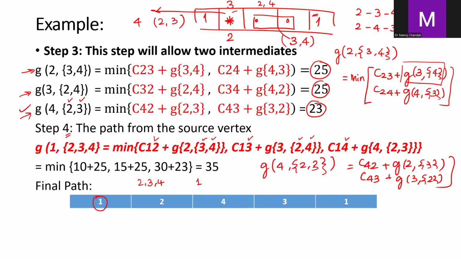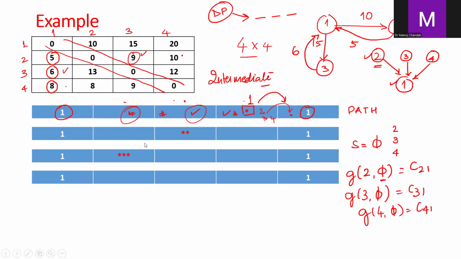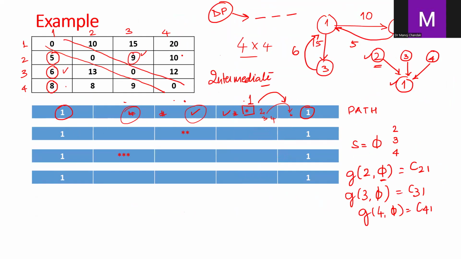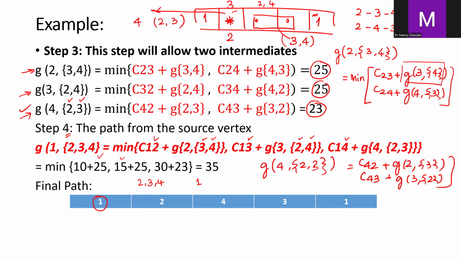So if I'm taking this cost, how to calculate? So 1 to 2. What is the distance from 1 to 2? 10. And the distance 25 is added. Similarly, 15, 25 is added, and 30 and 23 is added. So what is the distance between 1 and 4? 1 to 4 is 20. We have just misprinted here. 1 to 4 here is 20. So 20 plus 23.